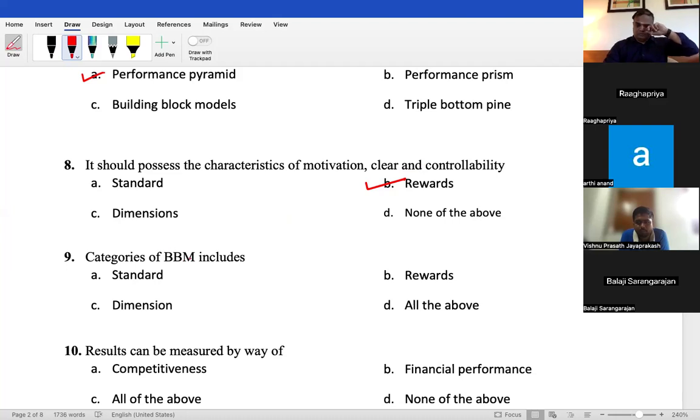Question 9. Categories of BBM includes option A standard, option B rewards, option C dimension, option D all of the above. Answer is option D, all of the above. Okay, building block model, all of the above.